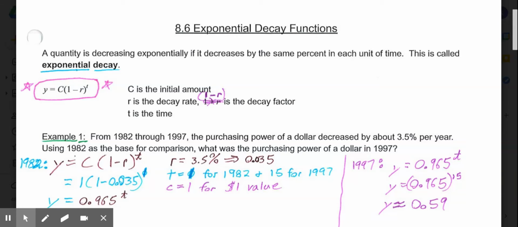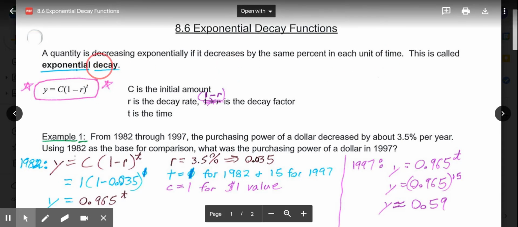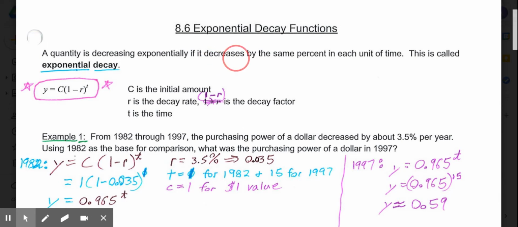Welcome to lesson 8.6, exponential decay functions. So in 8.5, we looked at exponential growth functions. Now, obviously in 8.6, we're switching to decay. A quantity is decreasing exponentially if it decreases by the same percent for each unit of time. This is called exponential decay. So exponential growth was increasing the same percent over these units of time. Now we're looking at a decrease.